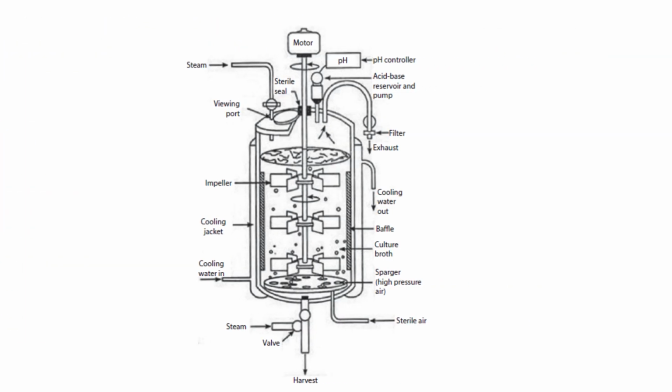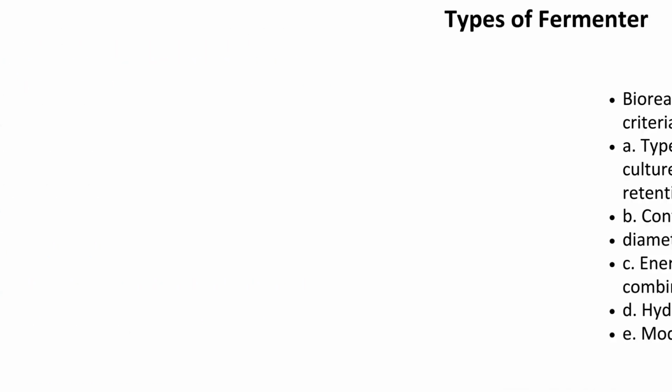A typical fermenter diagram includes a motor, steam inlets, a viewing port, an impeller, a cooling jacket, pH controllers, acid-base reservoirs, air filters, baffles, culture broth, a sparger for sterile air, and a harvest pipe.